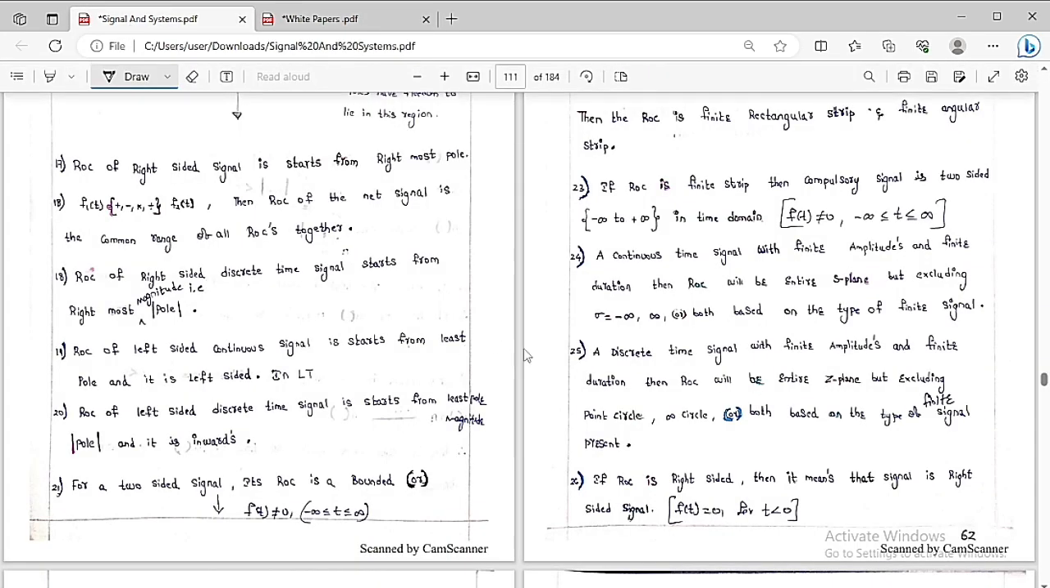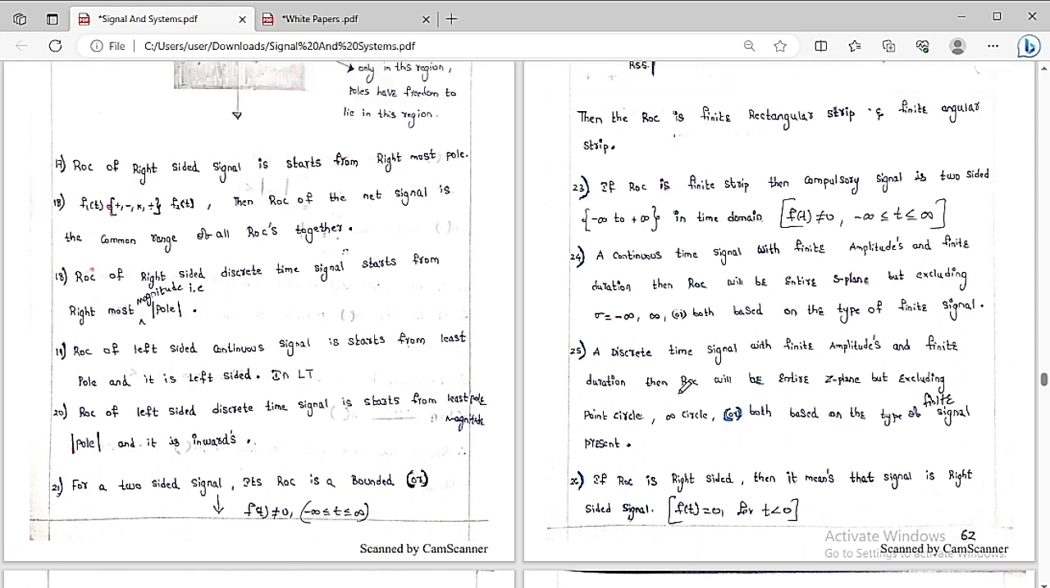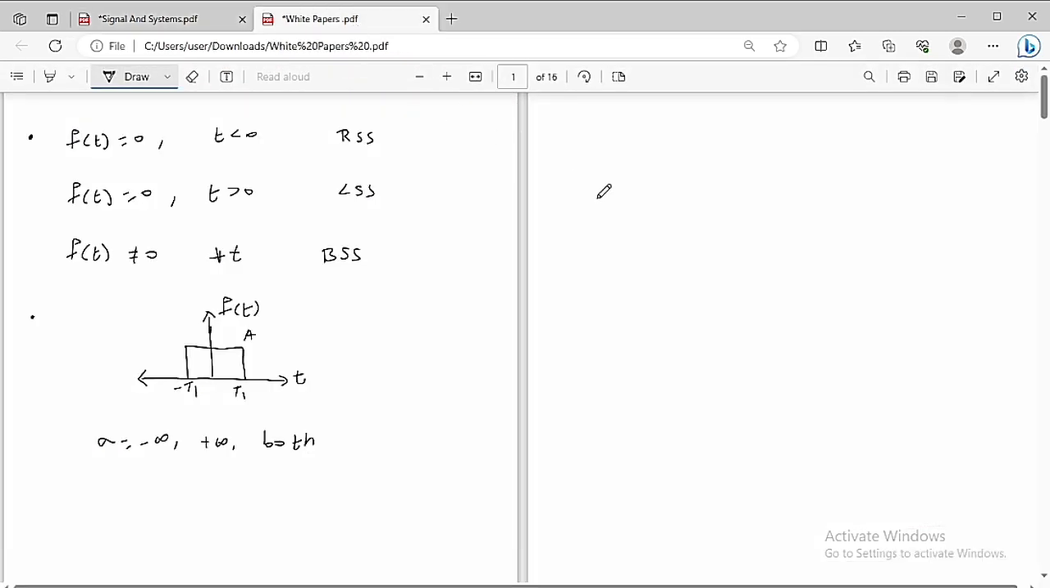Let's go to another point, which is a discrete time signal with finite amplitude and finite duration. The ROC will be the entire z-plane, but excluding the zero circle or infinity circle or both, based on the type of the finite signal present. Listen carefully, the same concept we are going to apply for the discrete time domain also.